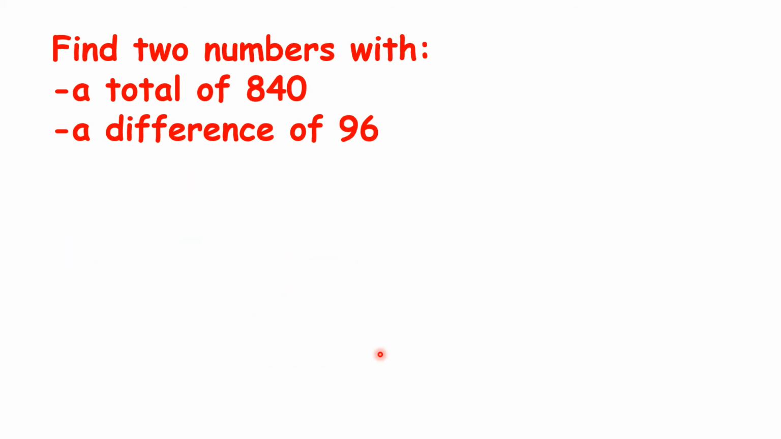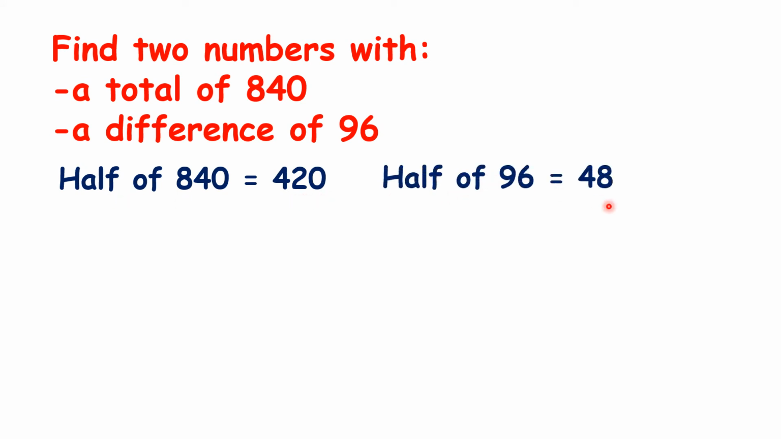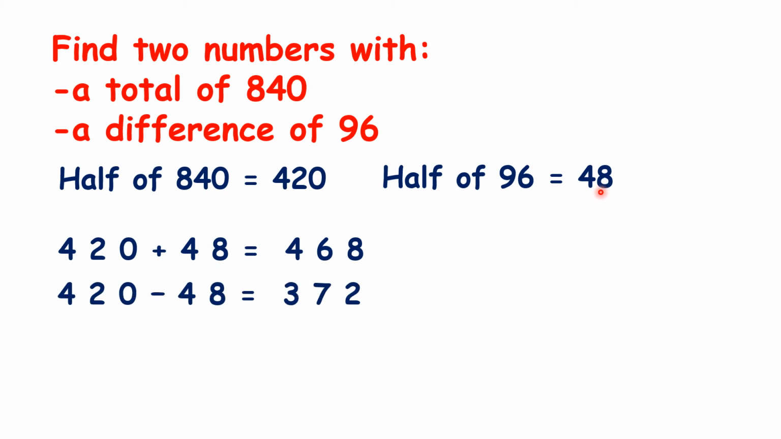Now pause the video and find two numbers with a total of 840 and a difference of 96. We find half the total, find half the difference, add half the difference to half the total, then subtract half the difference from half the total, and we have our numbers because they add to make our total and subtract to make the difference.